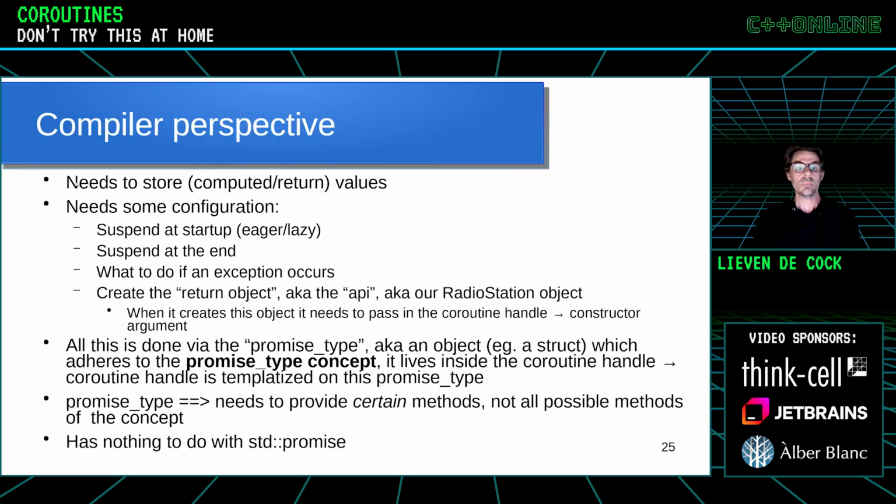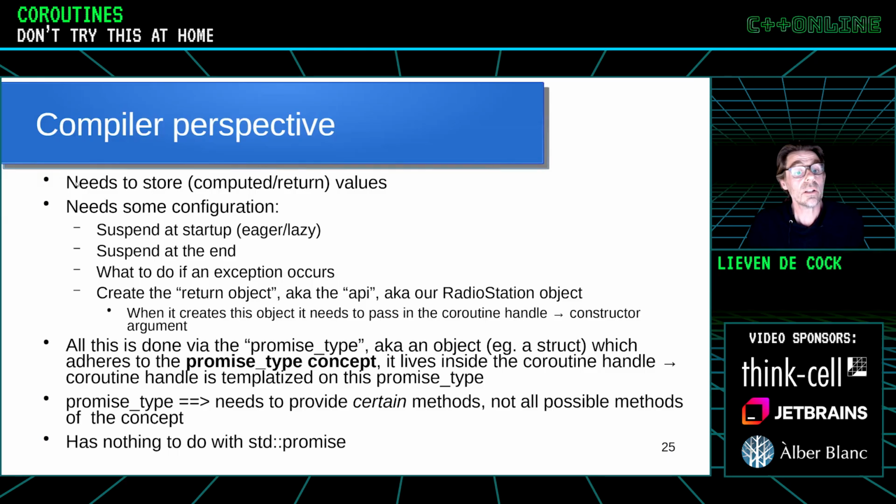Looks simple. Now, let's switch and look at it from the compiler perspective. The compiler is generating, computing values. It's going to come up with a song, which we will see will be modeled by a std::string. So the compiler will need to store that somewhere. I have a value for you. Where do I store this?